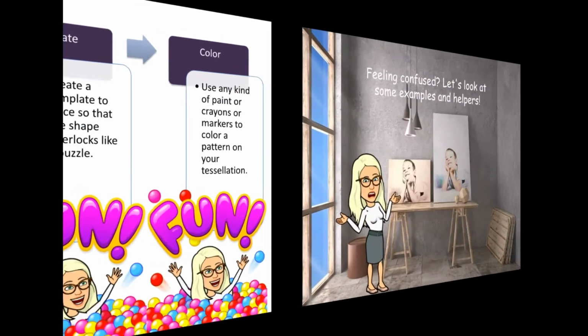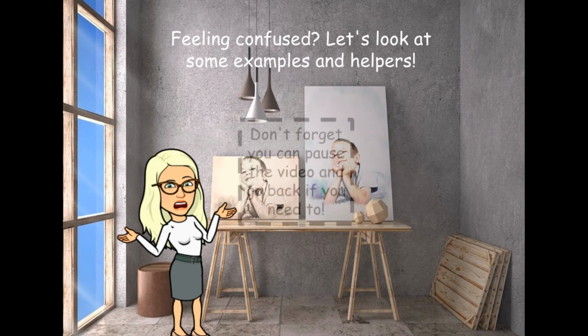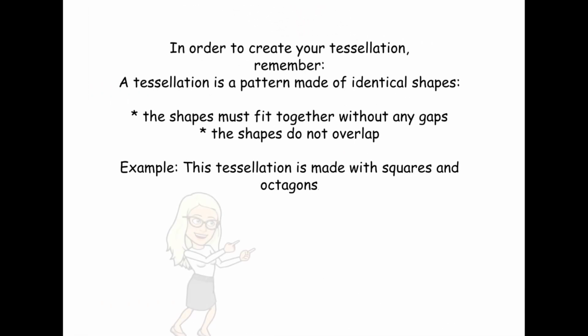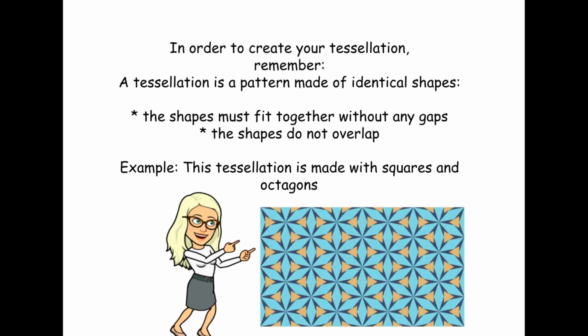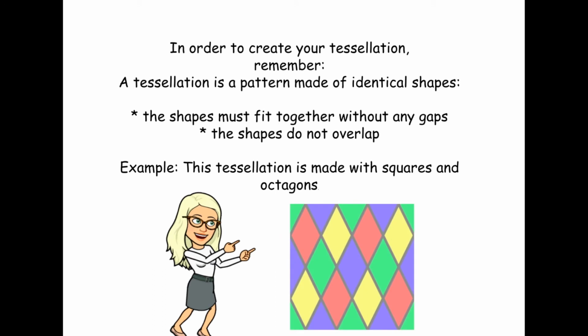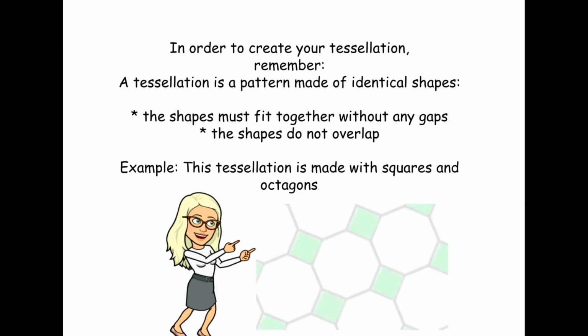Still feeling a little confused? Let's look at some examples and helpers. Don't forget, you can pause the video and go back if you need to. Creating a tessellation is super easy, but in order to create it, you must remember tessellation is a pattern made of identical shapes. The shapes must fit together without any gaps, and the shapes cannot overlap each other.